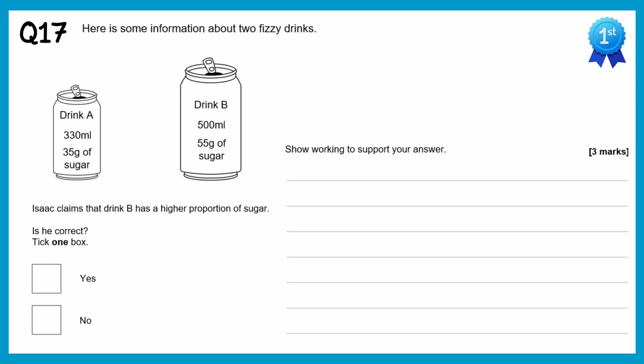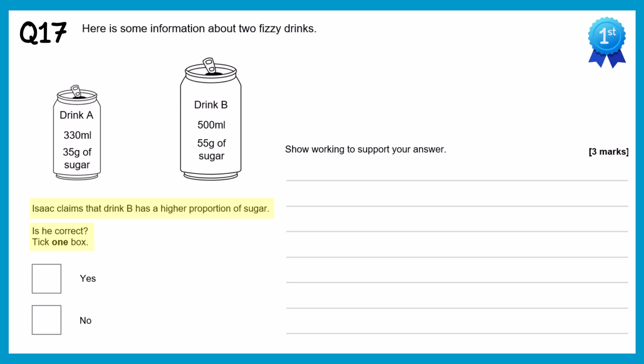In this question, Isaac claims that drink B has a higher proportion of sugar, and we need to decide if he's correct or not. Now the thing that makes this question difficult is they have different amounts of sugar and different amounts of drink in total, so it's hard to compare them. Instead, we're going to work out how many grams of sugar would be in just 1 milliliter.